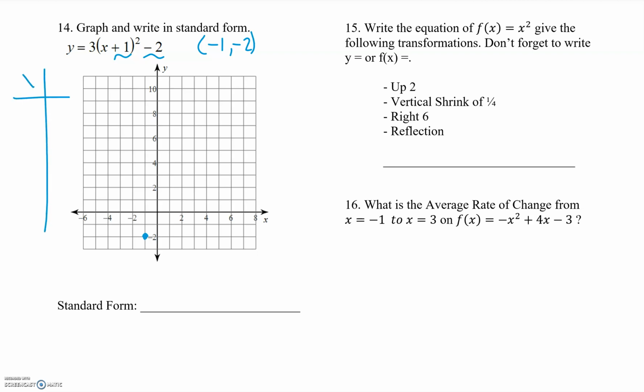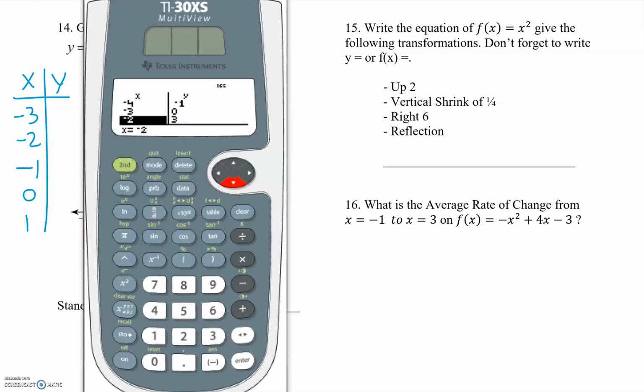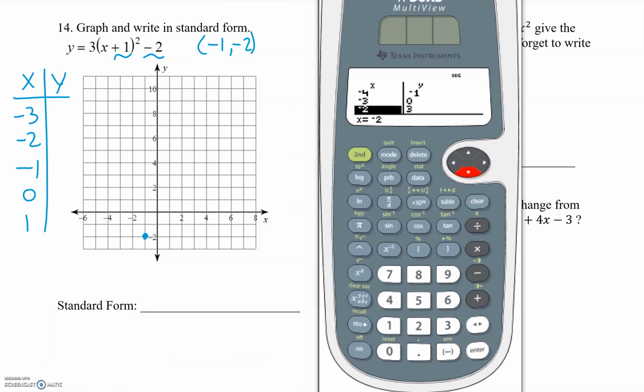So I'm going to get a table. I'm going to put the -1 in the table. We want 2 numbers smaller and 2 numbers bigger. And we're going to use our calculator to get our values here. So go to the table. We're going to type 3 parentheses x plus 1 squared minus 2. This one I'm going to start at -3. And we're hopefully going to see symmetry.